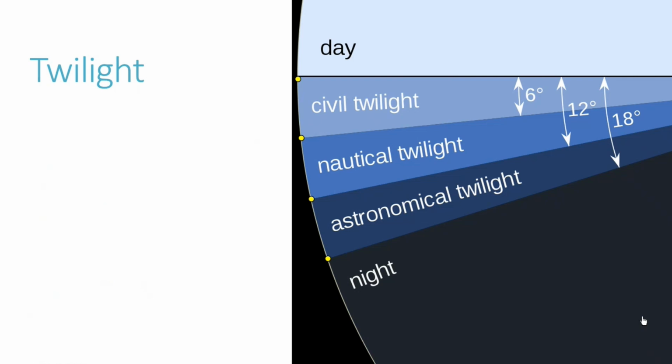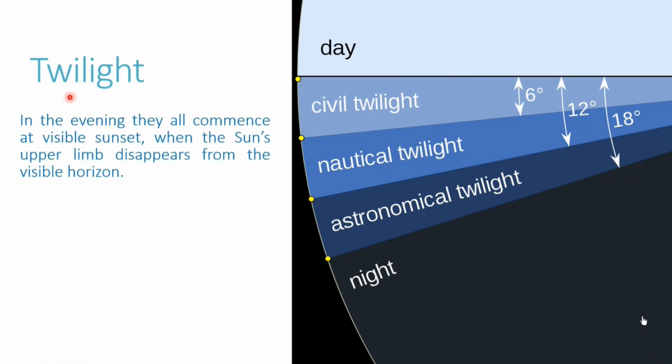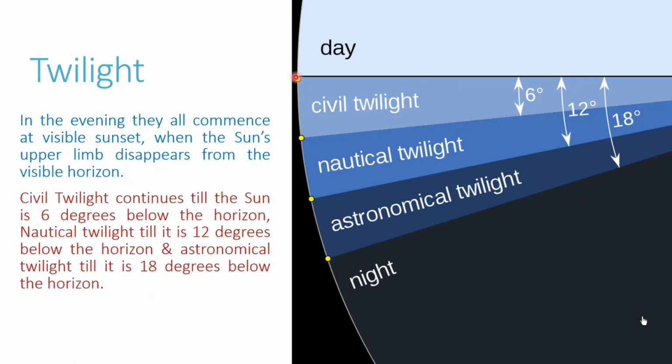Now we have zoomed into the sunset part of the diagram. This is the instant when the sunset takes place. So in the evening, as soon as the sun sets, as soon as we have a visible sunset, which means the sun's upper limb has disappeared from our visible horizon, this is the instant when all the three twilights commence. So the commencement time in the evening for all the three twilights is the visible sunset.